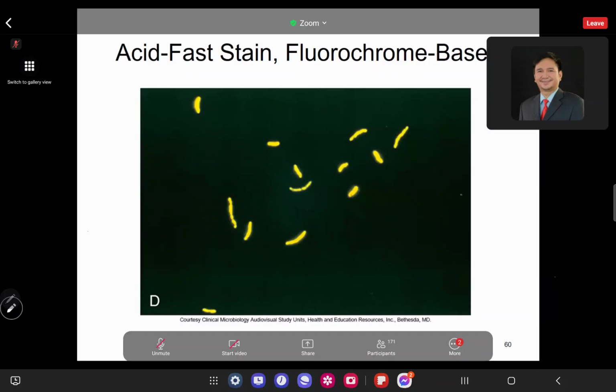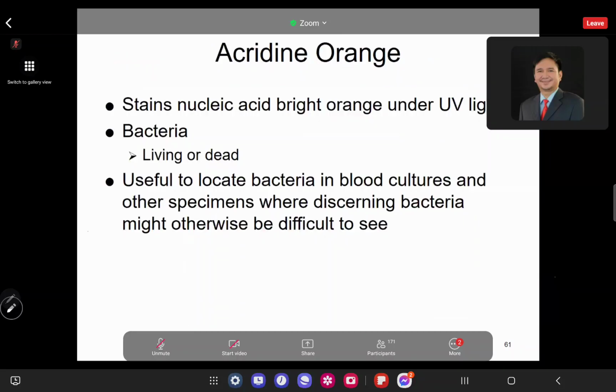Now, what's the advantage of your auramine rhodamine over Ziehl-Neelsen or Kinyoun? Your auramine rhodamine is more sensitive compared to your traditional Ziehl-Neelsen or Kinyoun methods. Also, auramine rhodamine will allow for rapid screening of samples, particularly useful in high burden settings for the diagnosis of tuberculosis and similar diseases.